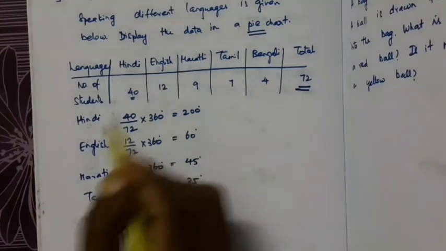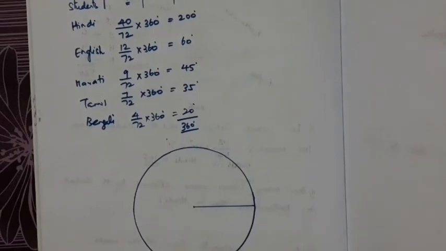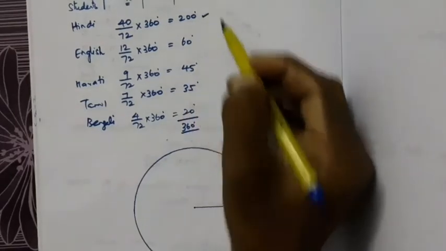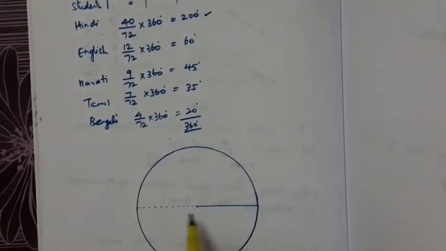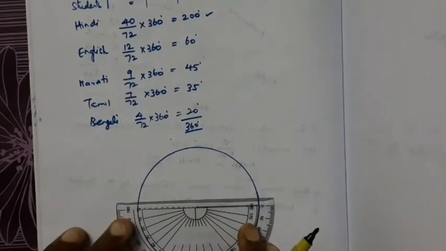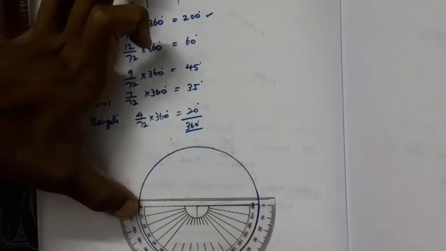Now you have to plot this in a pie chart. Draw a circle and mark a line like this. The first is Hindi, which is 200. I have drawn some dotted lines. From here to here is 180, but I want another 20 degrees from here, so that I will get 180 plus 20, which is 200. So from here I will mark 20.